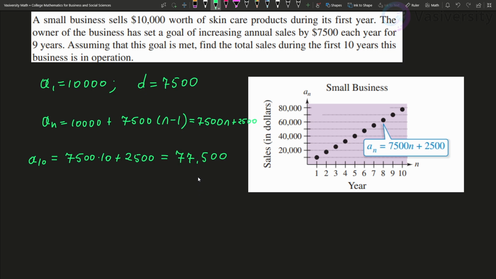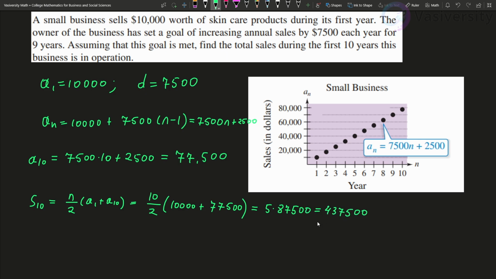Okay, now we wanted to find the sum, right? Assuming that goal is met, the total sales during those 10 years. So, S sub 10 is equal to, so we're going to do n over 2 times a sub 1 plus a sub n. So in this case, n is going to be 10. So, first 10 years over 2, a sub 1 is 10,000 plus 77,500. That's equal to 5 times 87,500, which is equal to $457,500. That is the total amount of sales during the first 10 years.